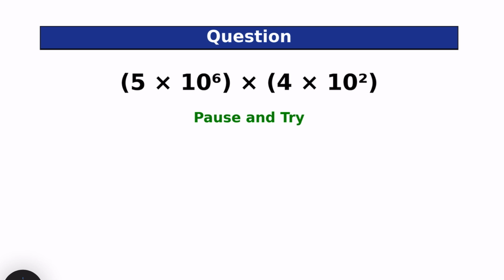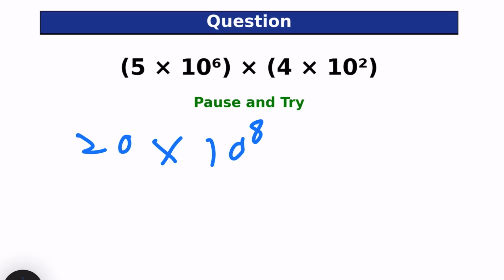Okay, so first of all, let's multiply the integers. So 5 multiplied by 4, that'd be 20. And now we can add the powers, so 6 add 2, that would be 8, so it'd be 10 to the power of 8. However, this is not the final answer as this is not in standard form.